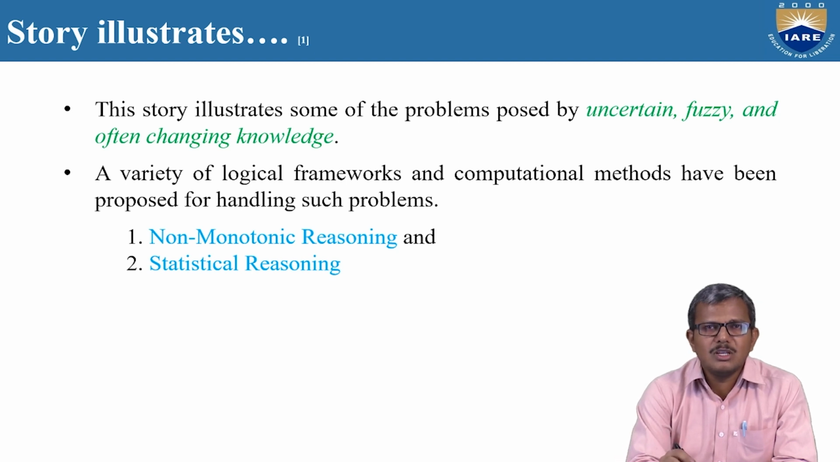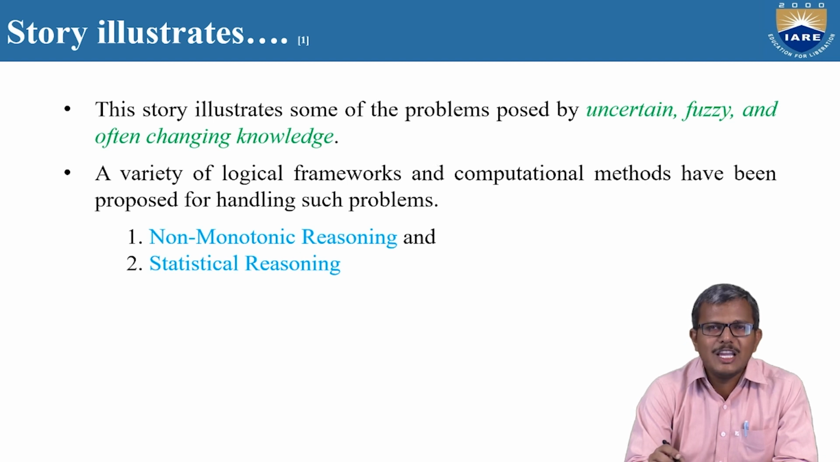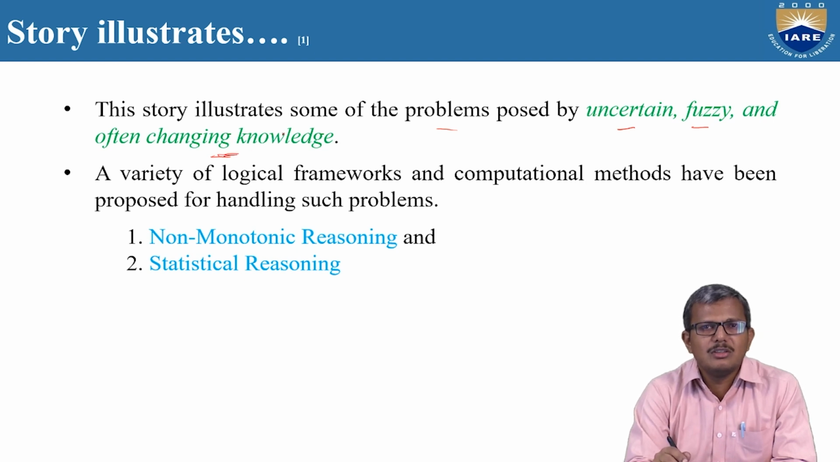Okay, so if we discuss the overall concept of this ABC murder story, we can say that there are some problems posed in these uncertainty situations. So one is uncertainty. We are also going to see some fuzzy kinds of problems, and also we are going to see often changing knowledge.